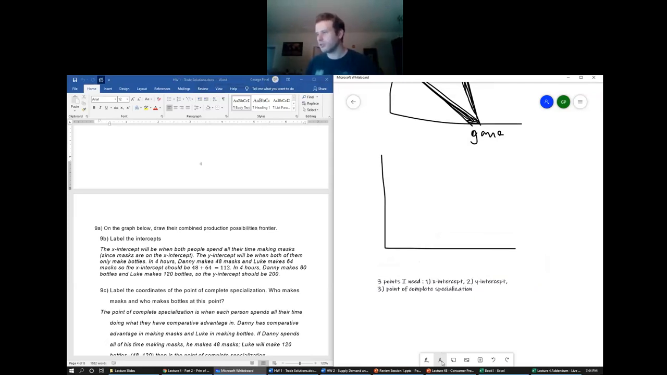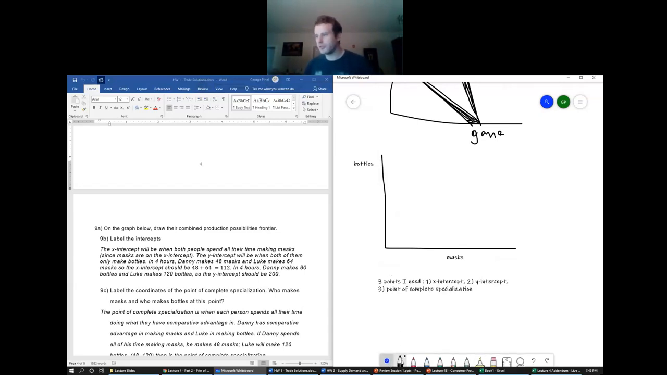Okay, and I guess I could label these. I have masks on the x-axis, and that's just because I asked you to put it there. There's no economic reason to have masks on one side and bottles on the other. But I'll put bottles on the y-axis. And then I just need these three points.